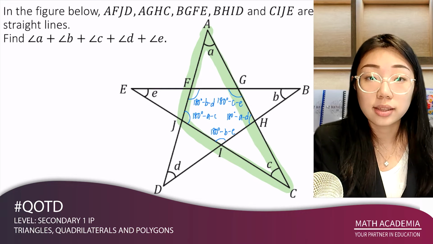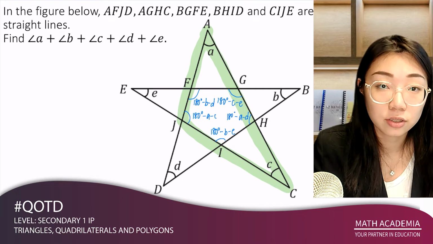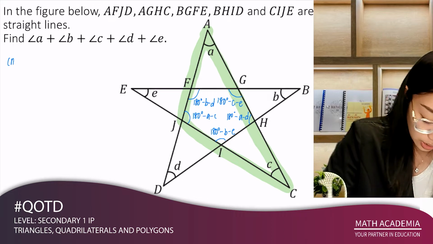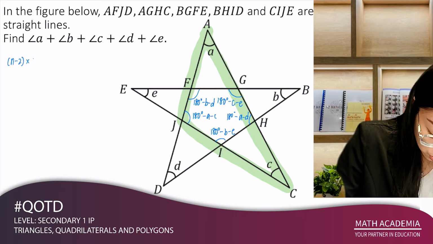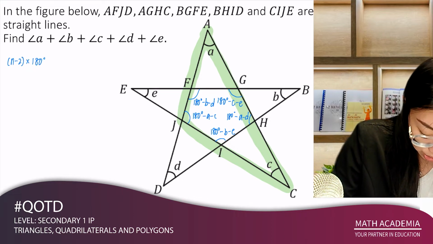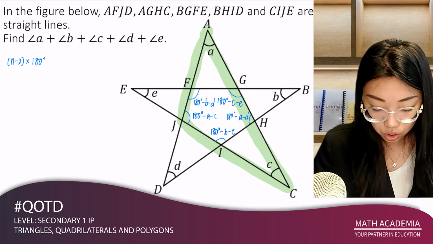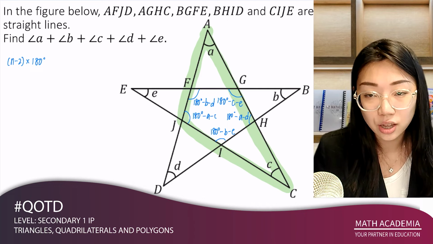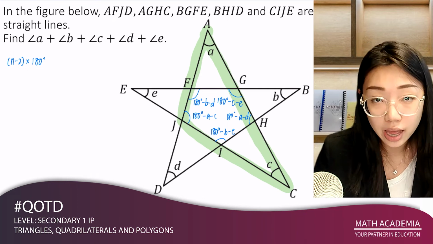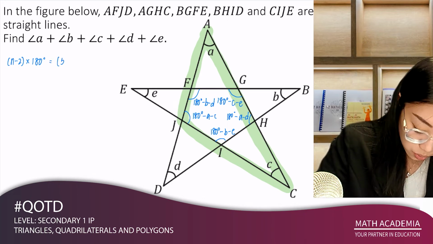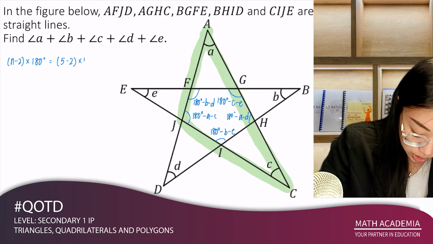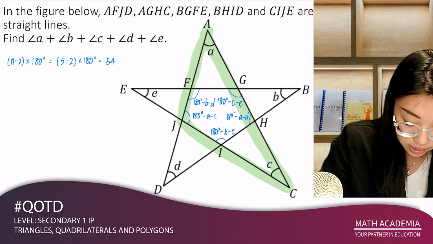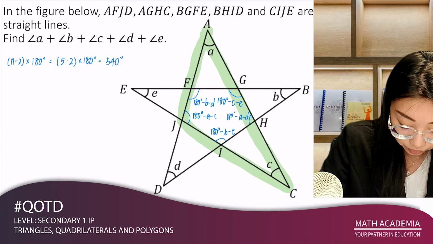We have also learned that the sum of interior angles in a polygon is n minus 2 multiplied by 180 degrees. So in this case, we have a pentagon. A pentagon has 5 sides, so let's replace n with 5. So we would have 5 minus 2 multiplied by 180 degrees, which gives us 540.